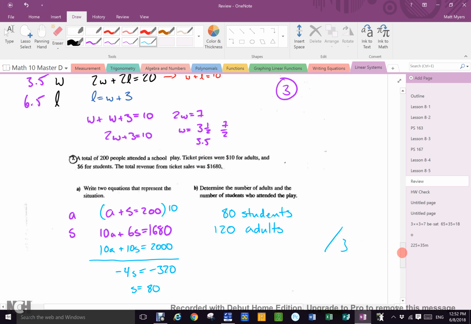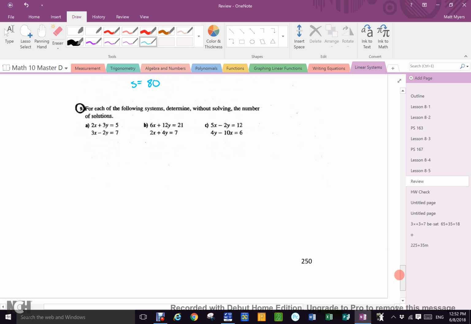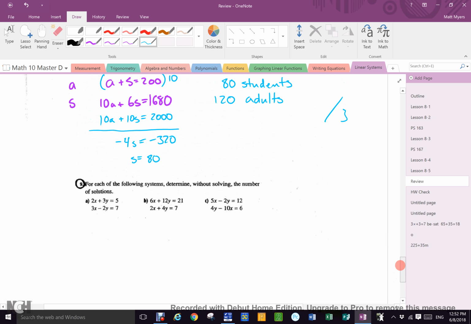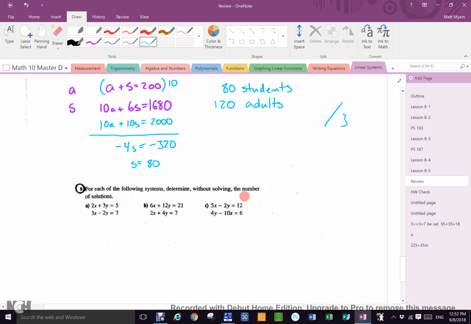3 marks. And lastly, if they have, what are your 3 options here? 1, 0, and infinite. If it's 1, what's different? Slope. If it's 0, what's different? The y-intercept. If it's infinite, what's different? They're the same. So let's check.